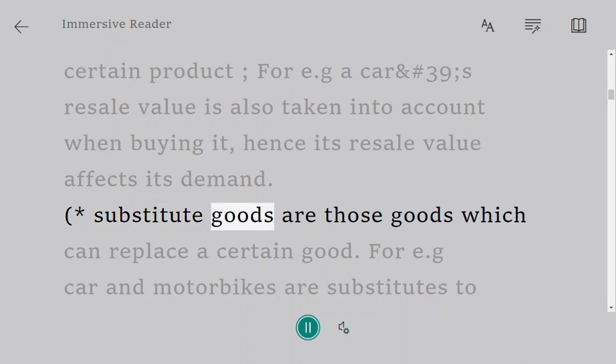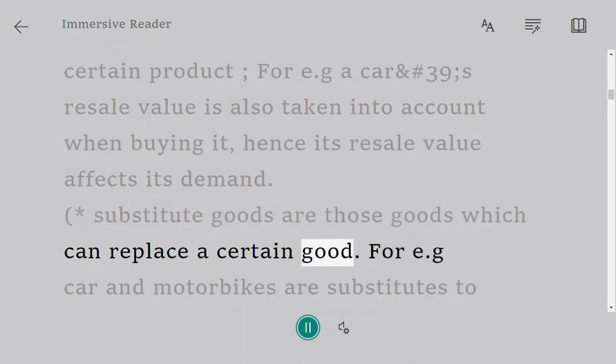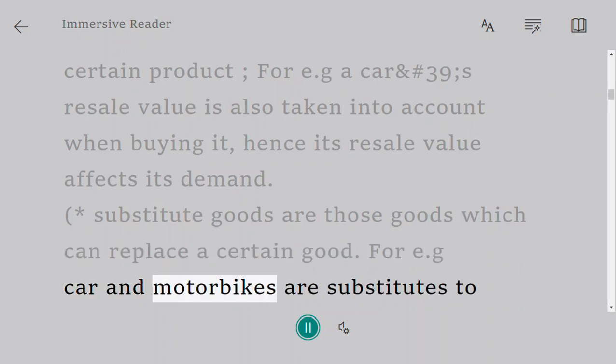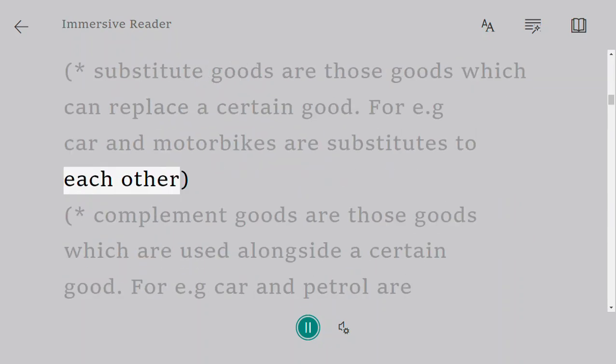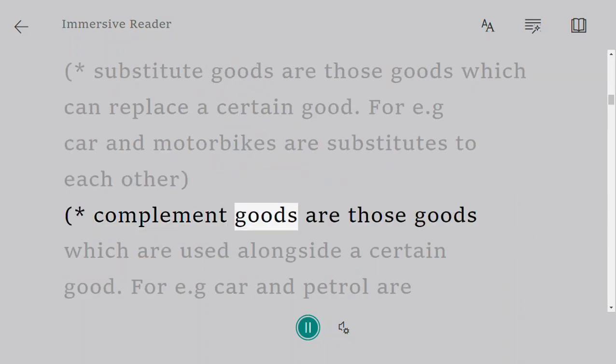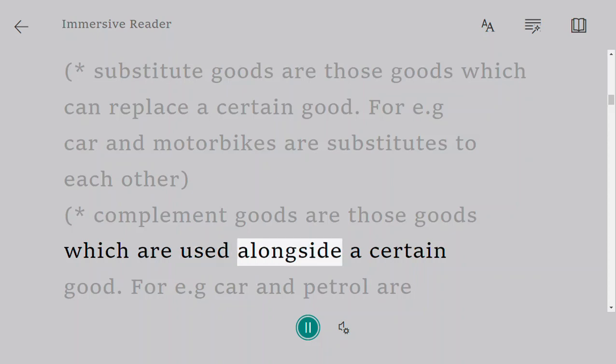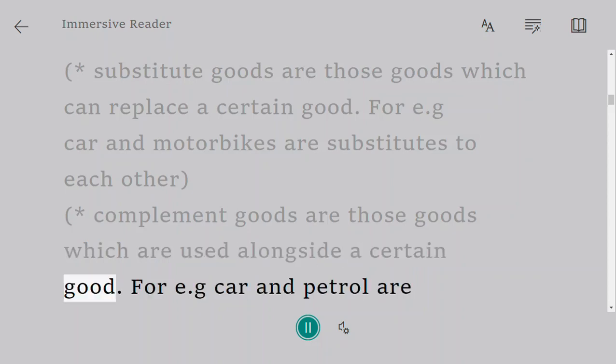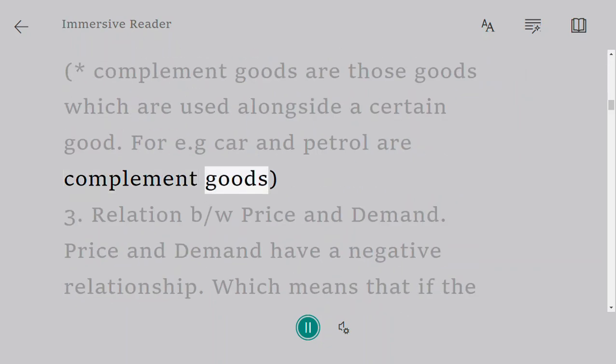*Substitute goods are those goods which can replace a certain good. For e.g. cars and motorbikes are substitutes to each other. *Complement goods are those goods which are used alongside a certain good. For e.g. car and petrol are complement goods.